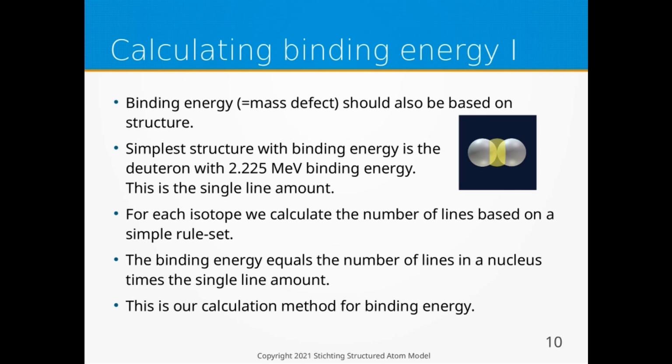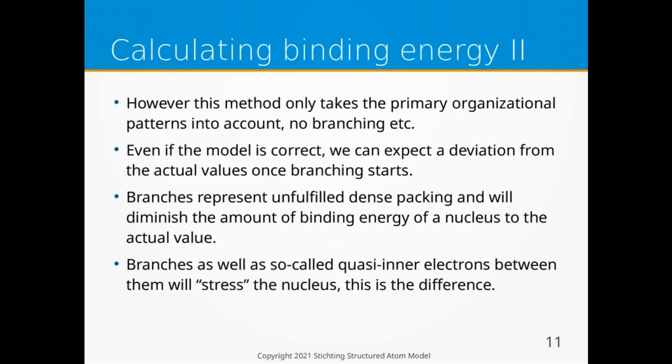Each proton touching another proton is counted as one line of connection. By simply adding all the connection lines in the structure and multiplying it with the single line value of 2.225 mega electron volt, we achieve the total binding energy value of a particular element. However, this method does only include the primary organizational patterns of the nucleus. It ignores effects like elongation, branching, shadowing, etc.